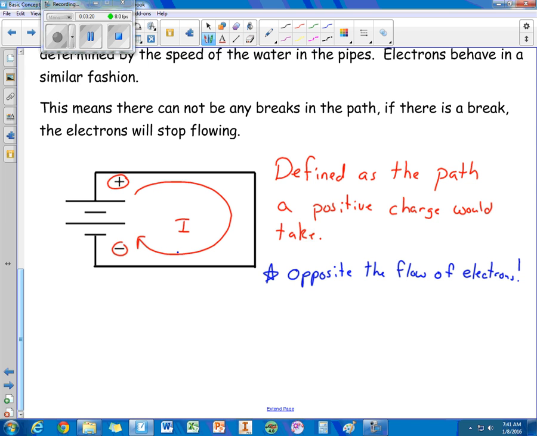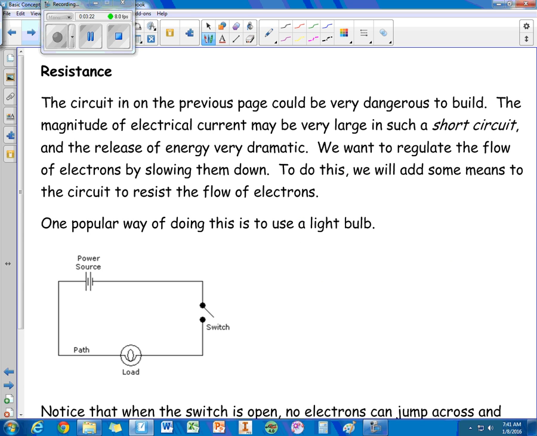All right. Now, the circuit on that previous page that we just looked at, it would be very dangerous to build that circuit. The magnitude of the electrical current may be very, very large in such a short circuit, and the release of that energy would be very dramatic. What we want to do is regulate the flow of electrons by slowing them down. And to do this, we need to add some means to the circuit to resist the flow of electrons.